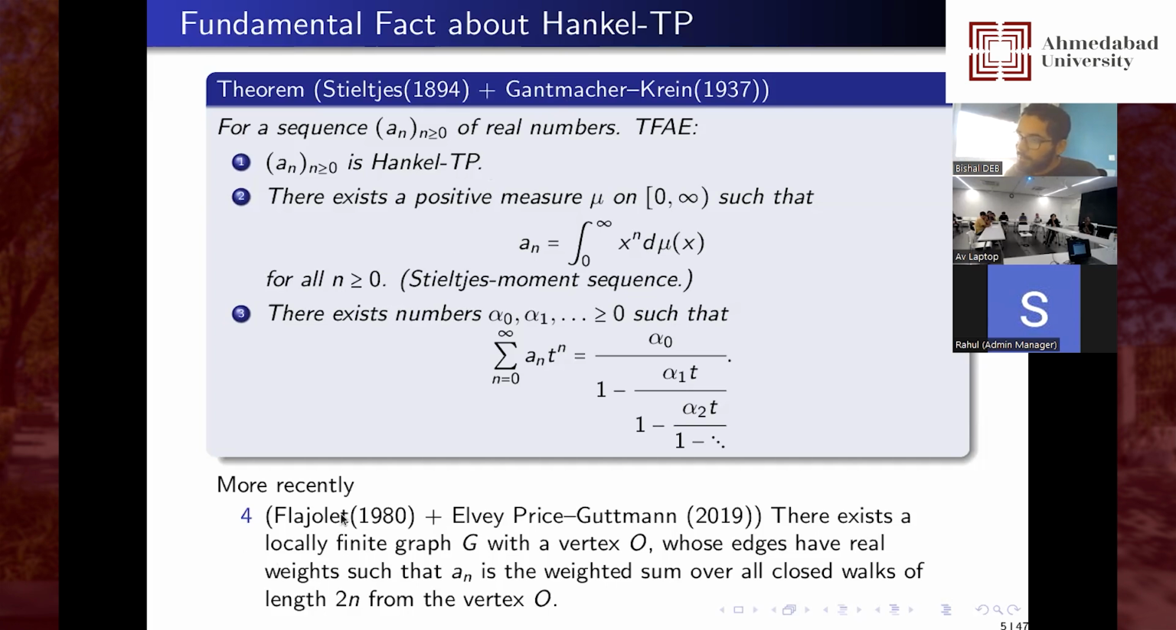And Flageolet proved this result in one direction, and L.V. Price and Gutmann proved it in the reverse direction. That is, if you start from the graph, you obtain the continued fraction. What Flageolet showed was, if you have a continued fraction of this form, you can always construct a graph. And maybe sometime during this talk, I will show you how. Okay, so let me proceed unless there are any further questions.